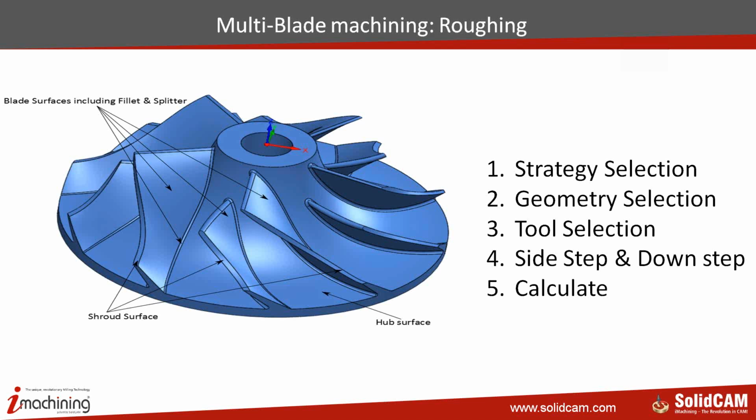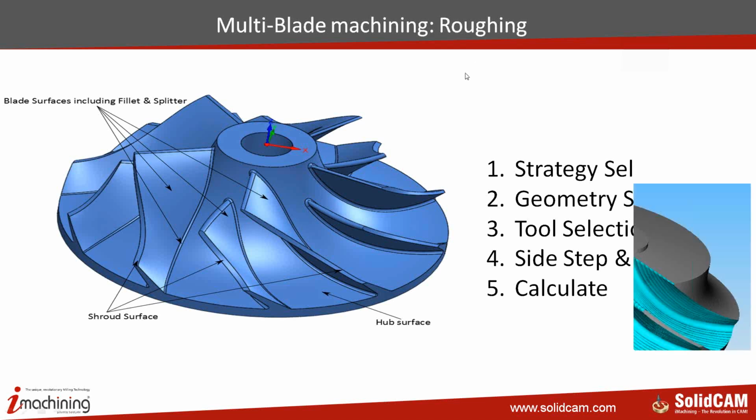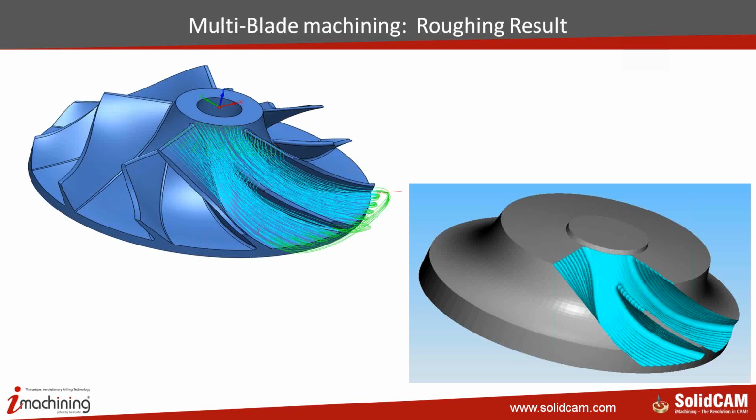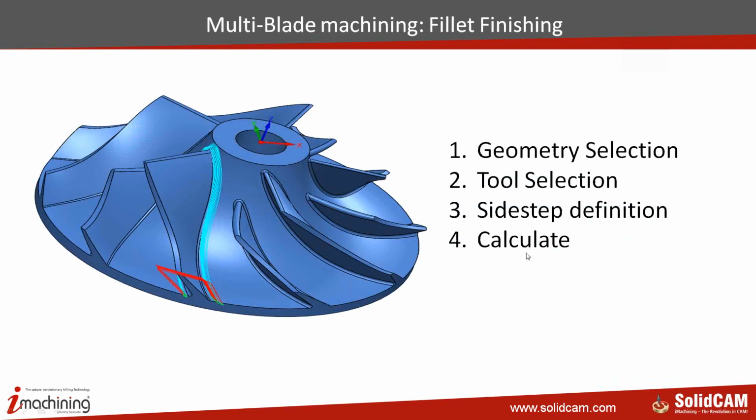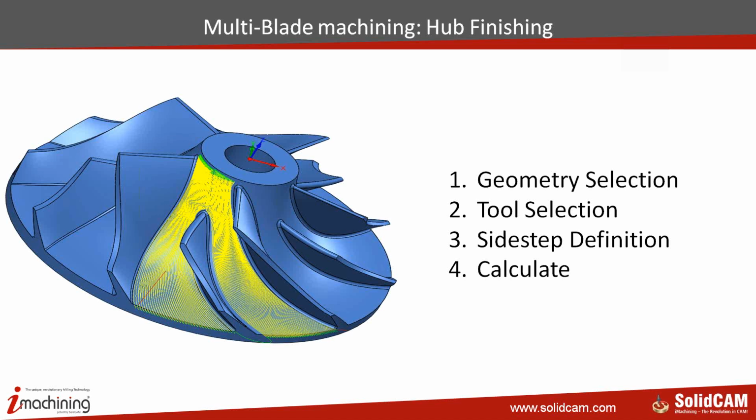No other construction geometry, no tilting curves, no melting contours, no points, nothing. So each of these strategies, starting from roughing, and that was the result, by the way, of roughing, and that's how the end result of roughing looks like, to blade finishing, 5 steps, fillet finishing, just 4 steps, hub finishing, 4 steps. So you take any of these strategies, any of these technologies, you don't need to define more than 4 to 5 steps, which is a major breakthrough in toolpath calculation.